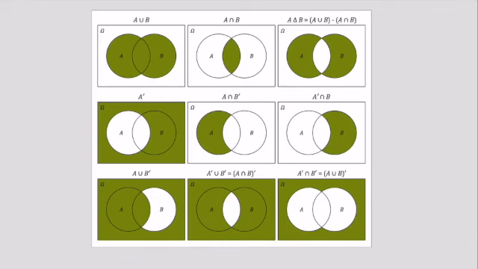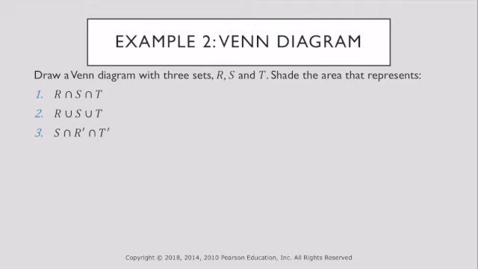Here's an example of unions and intersections and complements represented with Venn diagrams. So here I have A union B, A intersect B, and a lot of their complements. So let's draw a Venn diagram with these three sets and shade the area that represents each of these. So I might have to draw my Venn diagram a couple times.